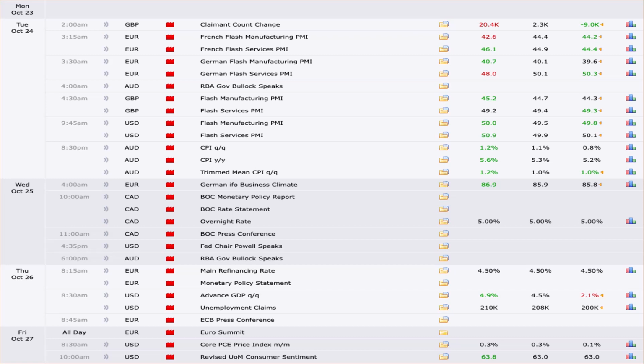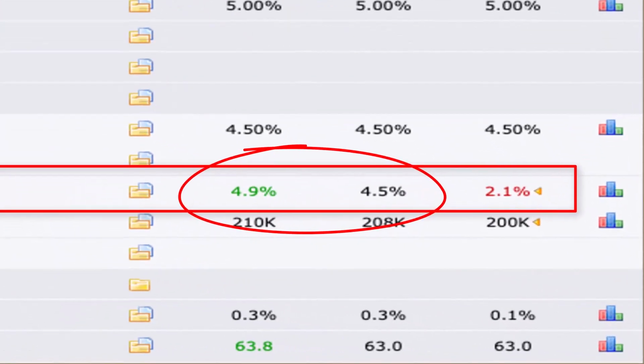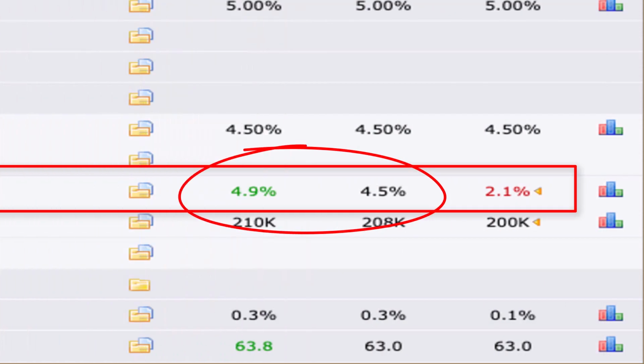I want to point out a couple of reports here that just were stellar. Last week, we got a retail sales report that was incredible. Take a look at advanced GDP in the US. This advanced GDP number is phenomenal, 4.9% GDP. This is an amazing growth rate for a GDP report. And look, it's one quarter.